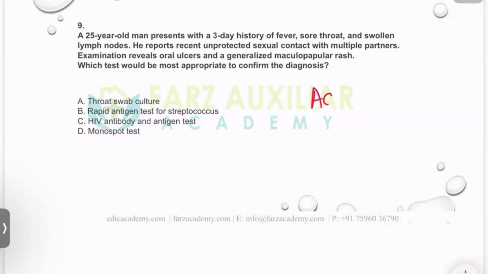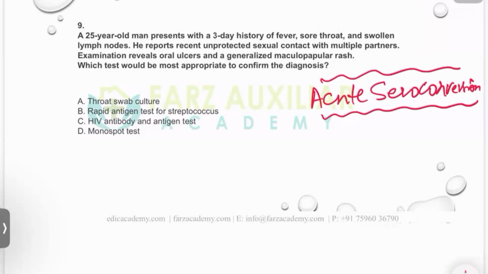Monospot test. Chlamydia. Rapid antigen for streptococcus. So acute seroconversion. Have you ever heard? Yeah. HIV patients come pretty messed up in the first presentation. Lots of non-specific illness. So this patient has a history of unprotected sexual contact with multiple partners.